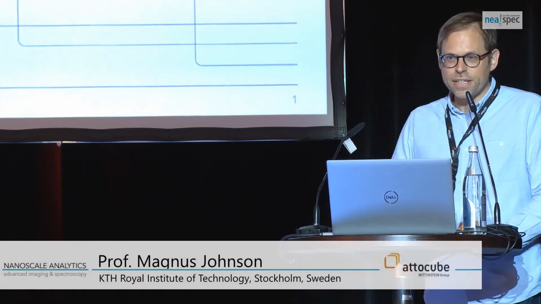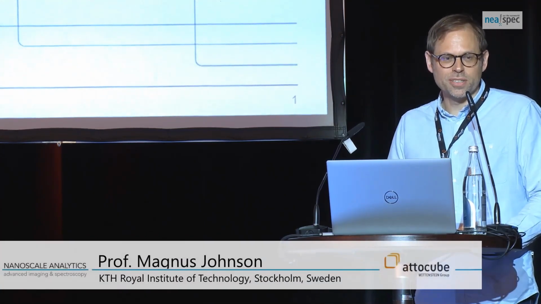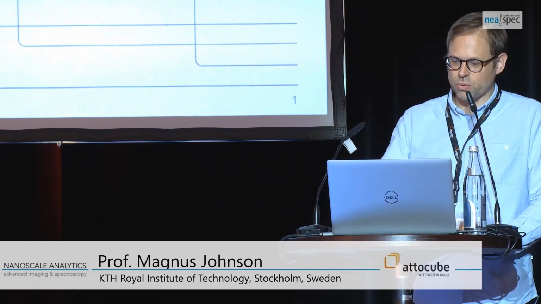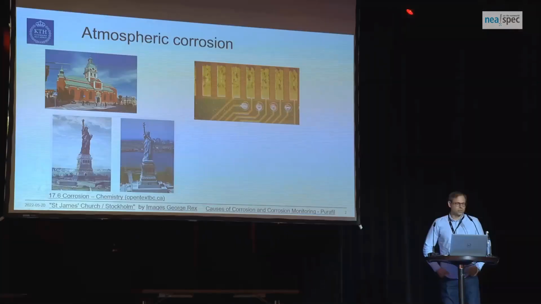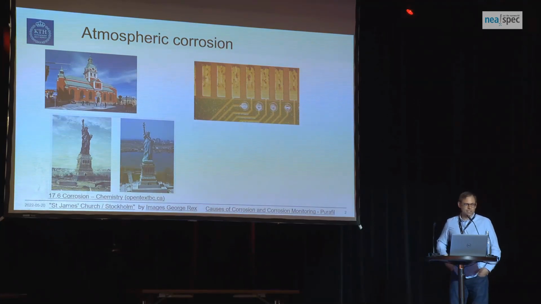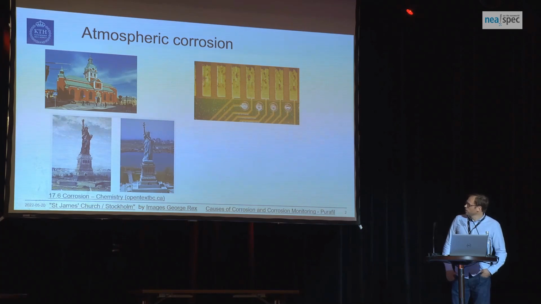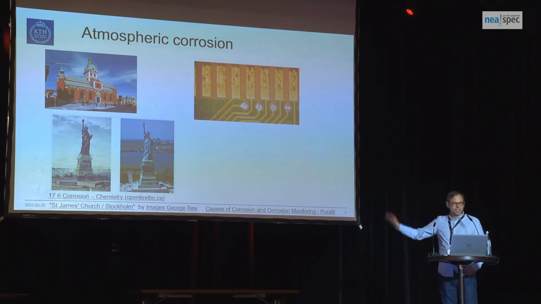So what I'd like to talk about today is how we can use nanoscale spectroscopy to study atmospheric corrosion. And first, some words about what atmospheric corrosion is. I mean, you have all seen it. You've seen it in the church roofs in Munich. This is a church in Stockholm. This is the Statue of Liberty.